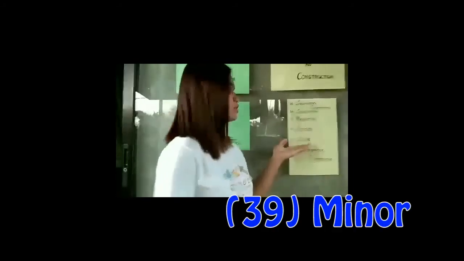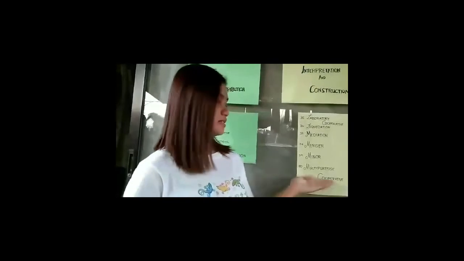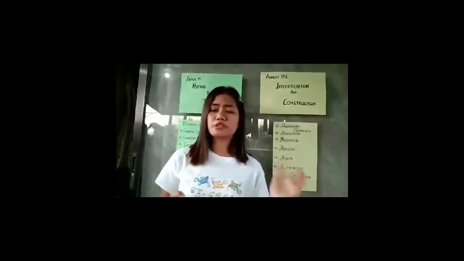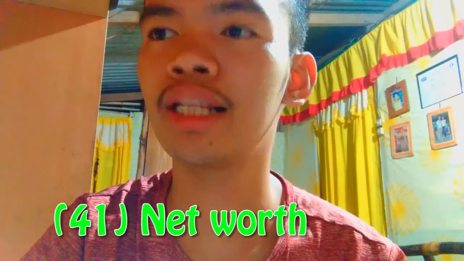Next is the minor. So we all know that a minor is an individual below 18 years of age but at least 7 years old. So next is the multi-purpose cooperative. Multi-purpose cooperative shall refer to a cooperative which combines two or more of the business activities of the different types of cooperatives as enumerated under Article 20. Number 41. The net worth. I think it is familiar to you when you hear the word net worth. Net worth is defined as the equity of the cooperative, including all member share capital, its donations, and those funds restricted for a specific purpose of the cooperative for the general welfare.